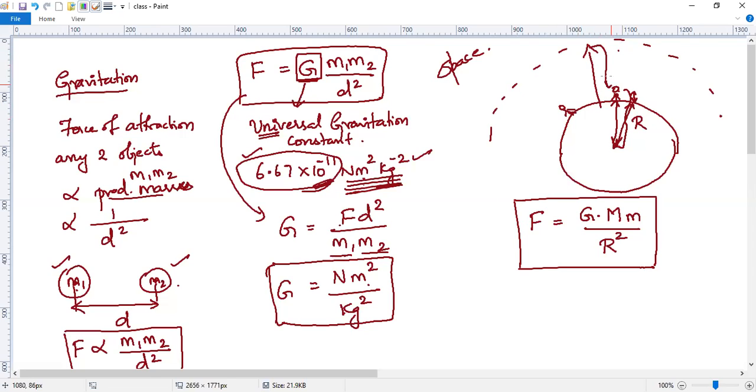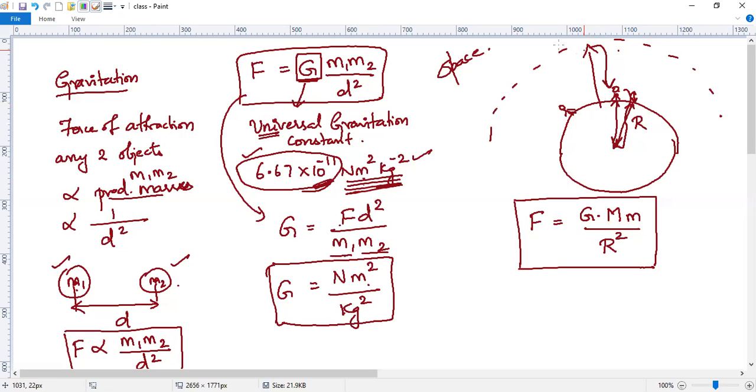It will keep falling towards the earth. Why does it keep falling towards the earth? Any object that goes higher up, after some time, will keep falling towards the earth because of the force of attraction exerted by the earth on that object. It tends to return back to the earth. Okay, that is why objects will fall towards earth.